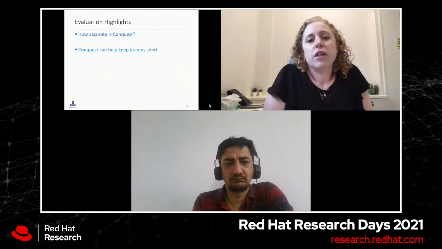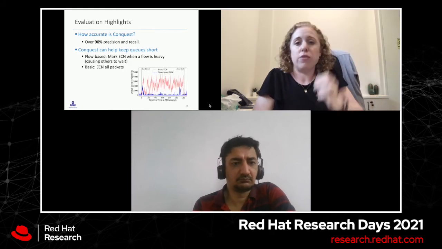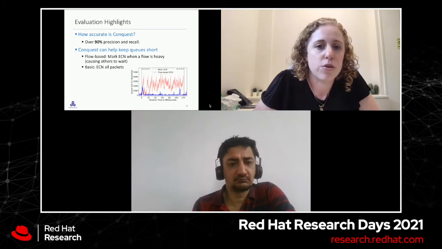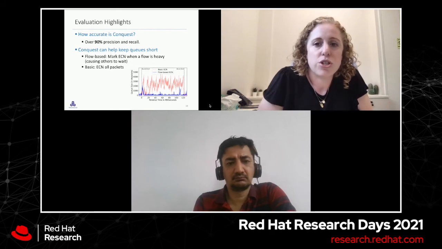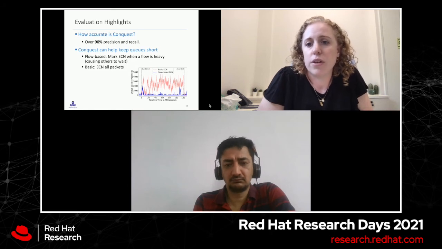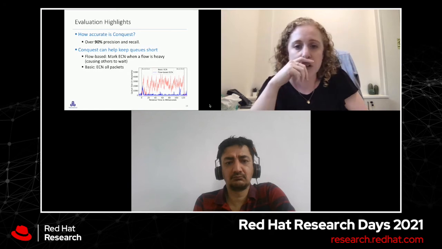So we implemented Conquest on a real hardware switch, and we did a bunch of tests, and we found that Conquest is relatively accurate and can give us over 90% precision and recall. We also showed a nice proof of concept of how Conquest can help keep these queues short. A very basic approach for dealing with congestion is setting the ECN bit, the explicit congestion notification bit, which kickstarts congestion control.